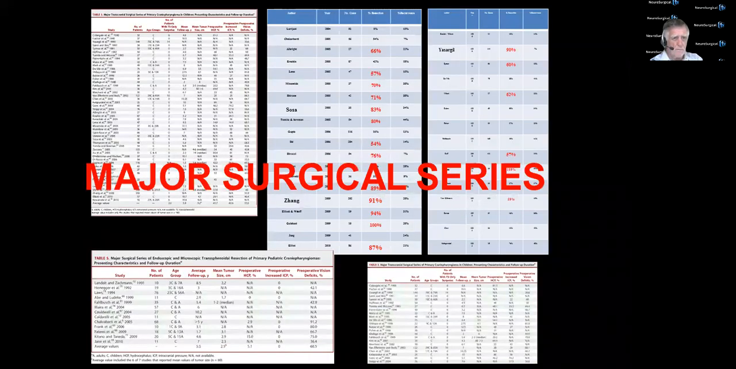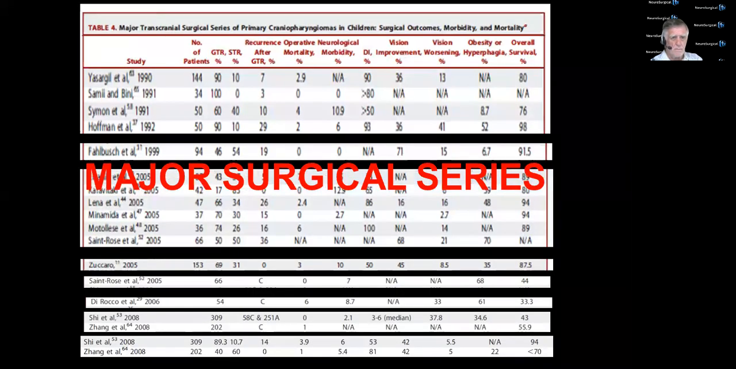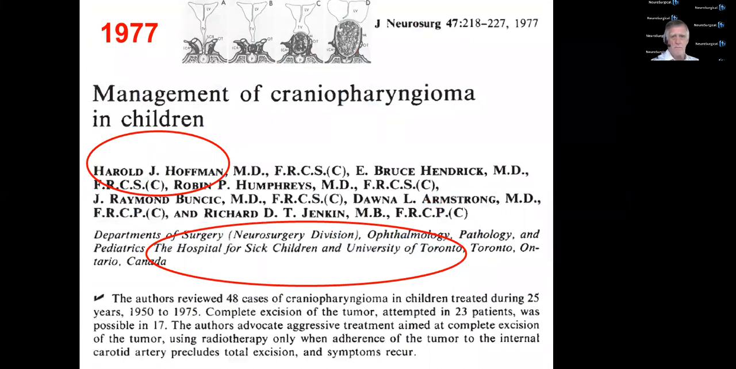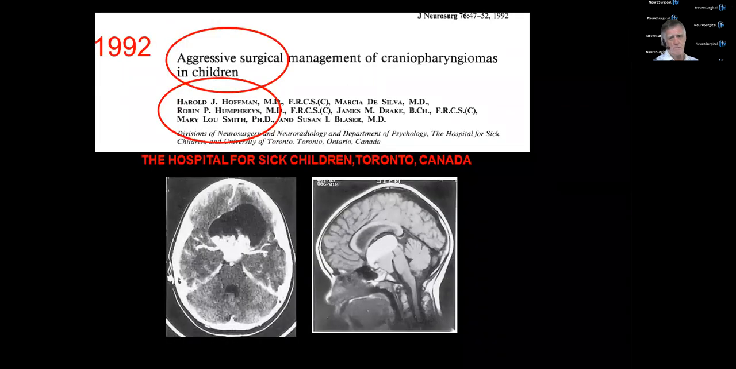I collected for you the major surgical series, and this is just the tip of the iceberg. 1977, Harold Hoffman, who is considered to be the father of pediatric surgery, is from Toronto, and he is a mentor of so many pediatric neurosurgeons. He was talking about radical excision of craniopharyngiomas in 1977. Again, Hoffman, together with people in the Hospital for Sick Children in Toronto, 1992, aggressive surgical management of craniopharyngiomas.